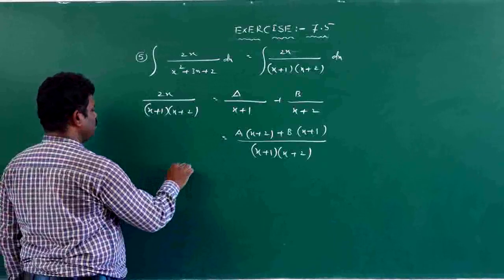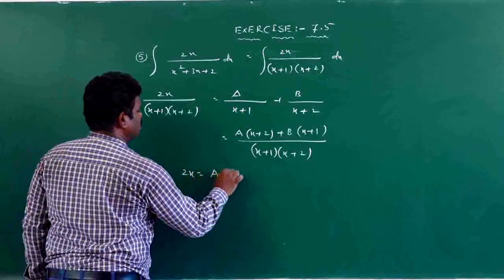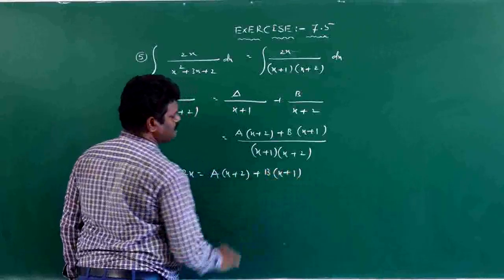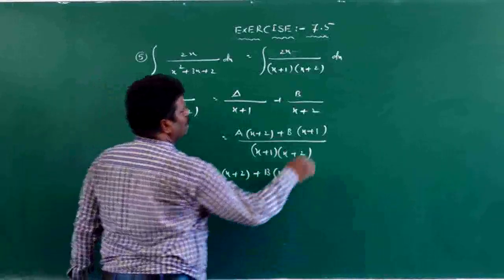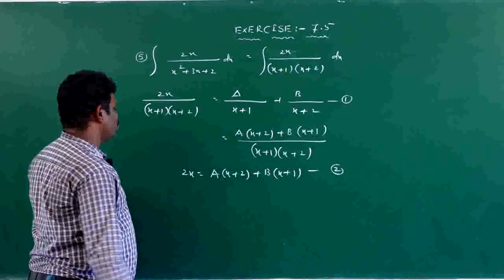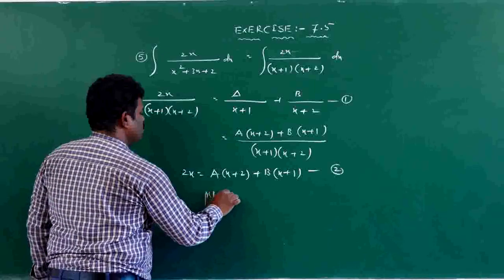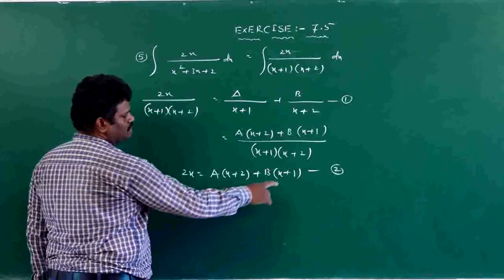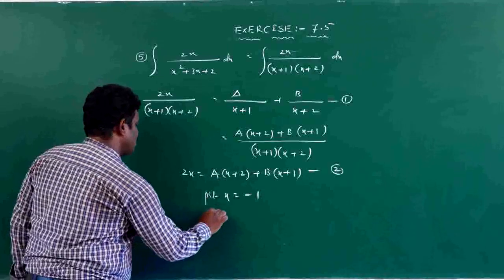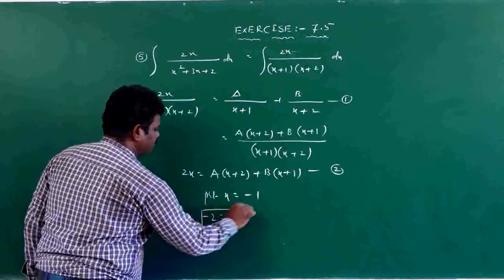Now if you compare 2x = a(x+2) + b(x+1), this is equation 1 and this is equation 2, same model. First put x = -1. Now this value becomes 0. -1 + 2 + 1, then -2 is equal to a.